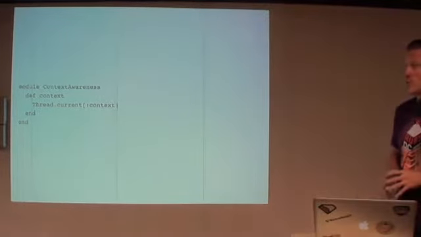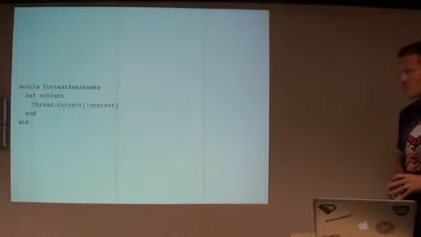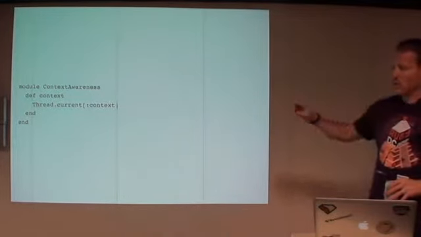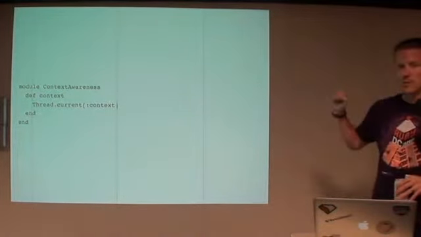So this is a module and it just defines this context method. And it stores, or has access to, this thread current variable, whatever is in context.